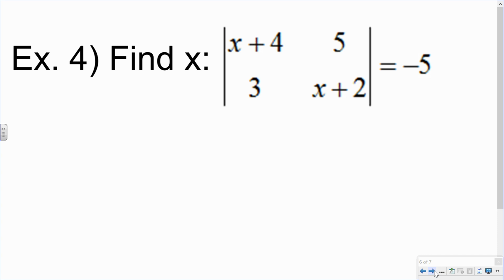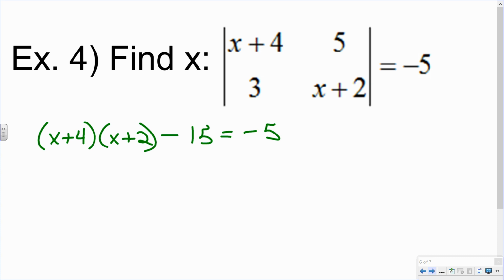So first diagonal, I'm going to have x plus 4 times x plus 2 minus my second diagonal. So write down the minus sign and then figure out the second diagonal. What's the second diagonal, everybody? And that has to equal -5. So I need some help foiling this thing. Ian, would you help foil it, please? Everybody good with that? Yep.